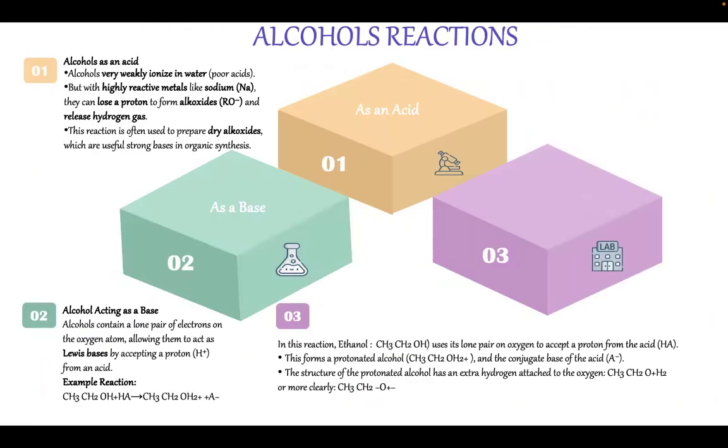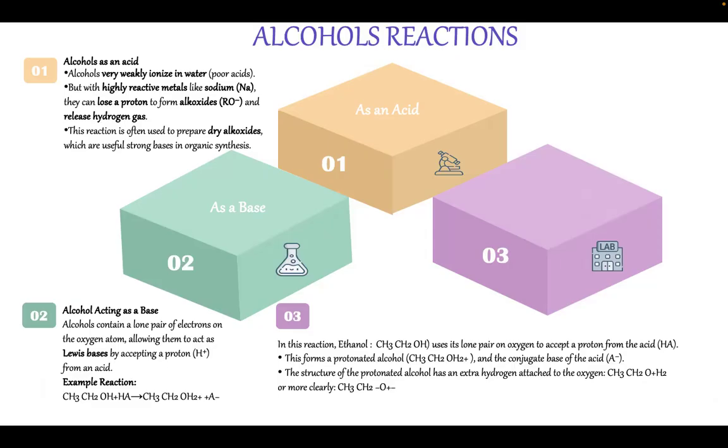For alcohol as an acid, alcohol is very weakly ionized in water, a very poor acid, but with highly reactive metals like sodium, they can lose a proton to form alkoxide, RO negative, and release hydrogen gas. This reaction is often used to prepare dry alkoxides, which are useful strong bases in organic synthesis. Then we have alcohol acting as a base.